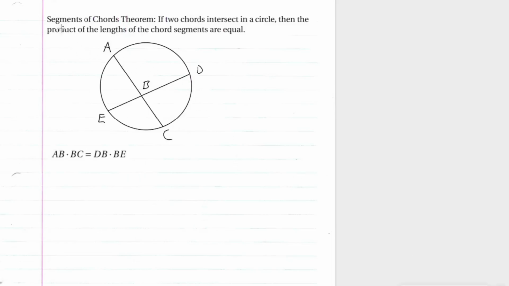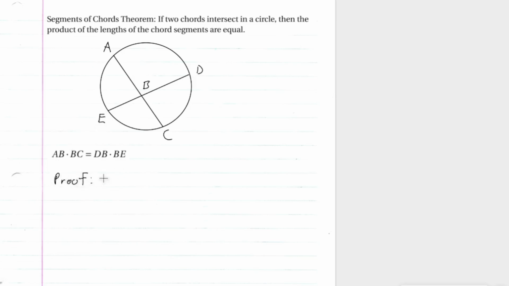All right, so we're going to prove the intersecting chords theorem, which states that if two chords intersect in a circle, then the product of the lengths of the chord segments are equal. So essentially, if the two chords intersect in the interior, then we know the segment AB times BC is equal to DB times BE, which is right here. All right, so let's go and start this proof.